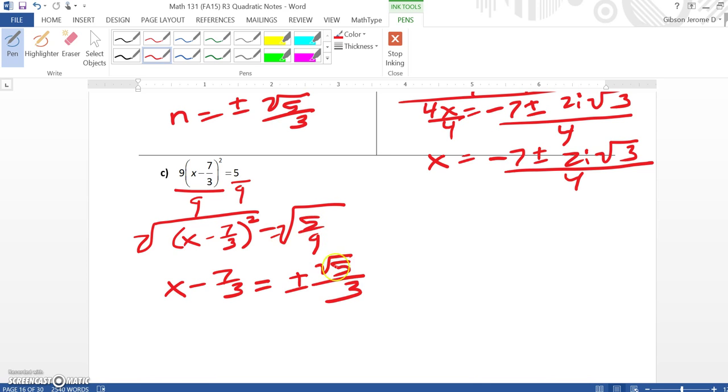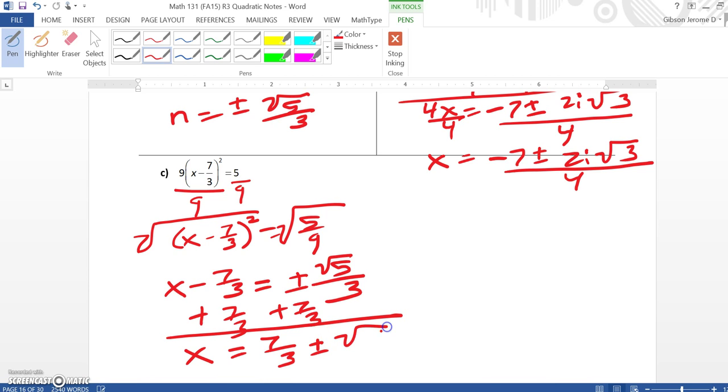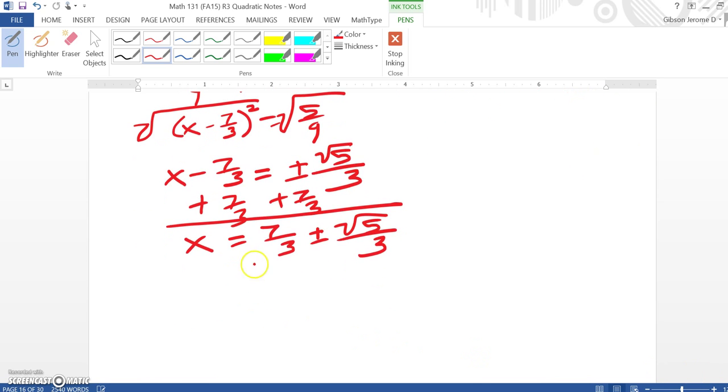Because we know the square root of 5 will stay square root of 5, and the square root of 9 will give us 3. So now we will add 7/3 to both sides. So now we will have x is equal to 7/3 plus or minus the square root of 5 over 3. Now if you notice here, both of these have the same denominator. So we can, in theory, combine this. So we could either leave the answer as this, or we could rewrite it as 7 plus or minus the square root of 5 all over 3. Either one of these would be acceptable.